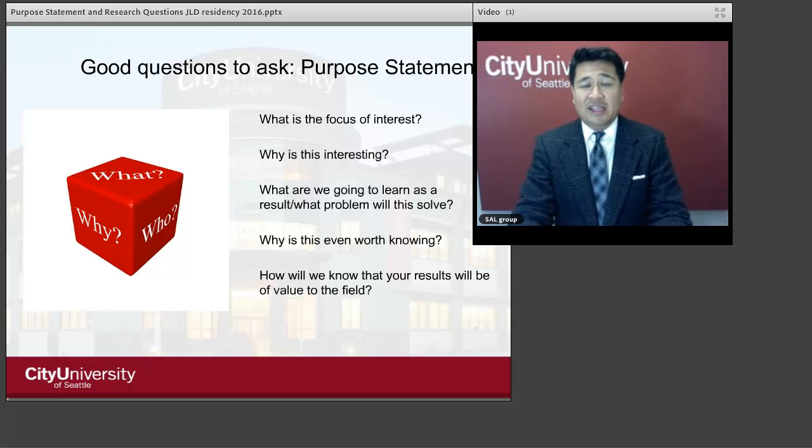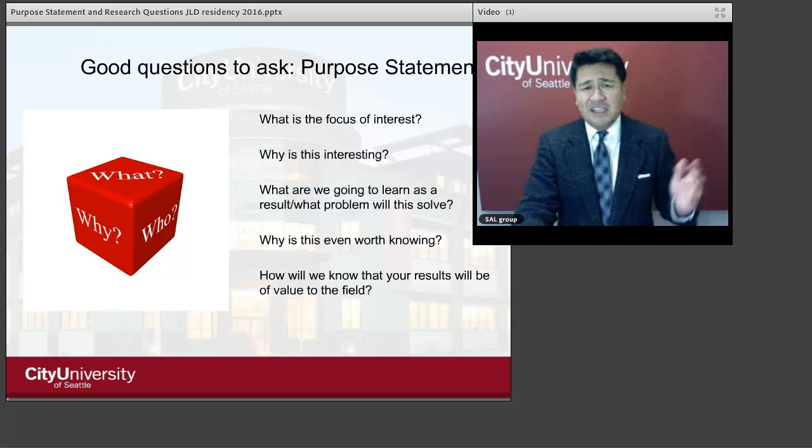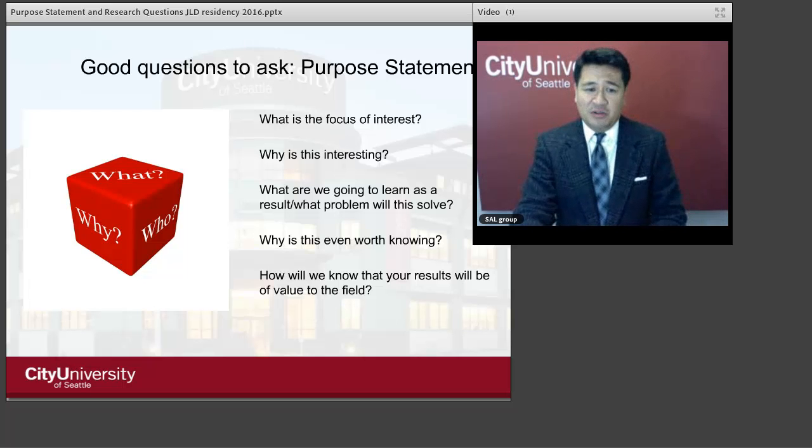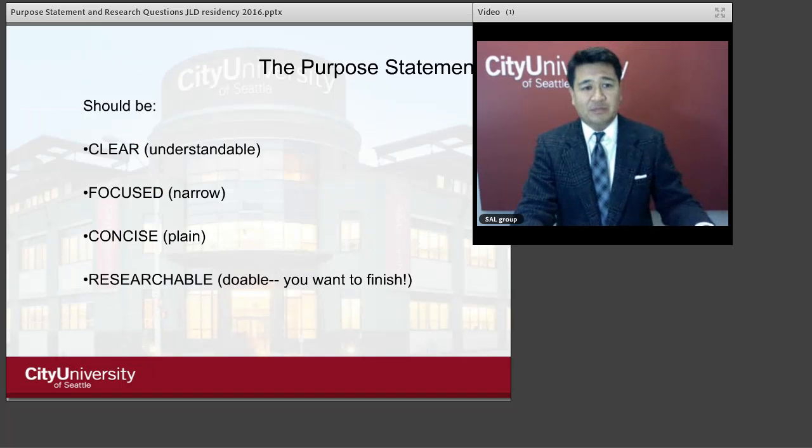Are you just going to gain more knowledge about the problem? I would say that's not good enough of a problem. It's great to learn new knowledge, but you have to learn about the solution to the problem. That's what we're focused on here. Why is this even worth knowing in the first place? It's another good question. How will we know that your results will be of value to the field? It's the so what question.